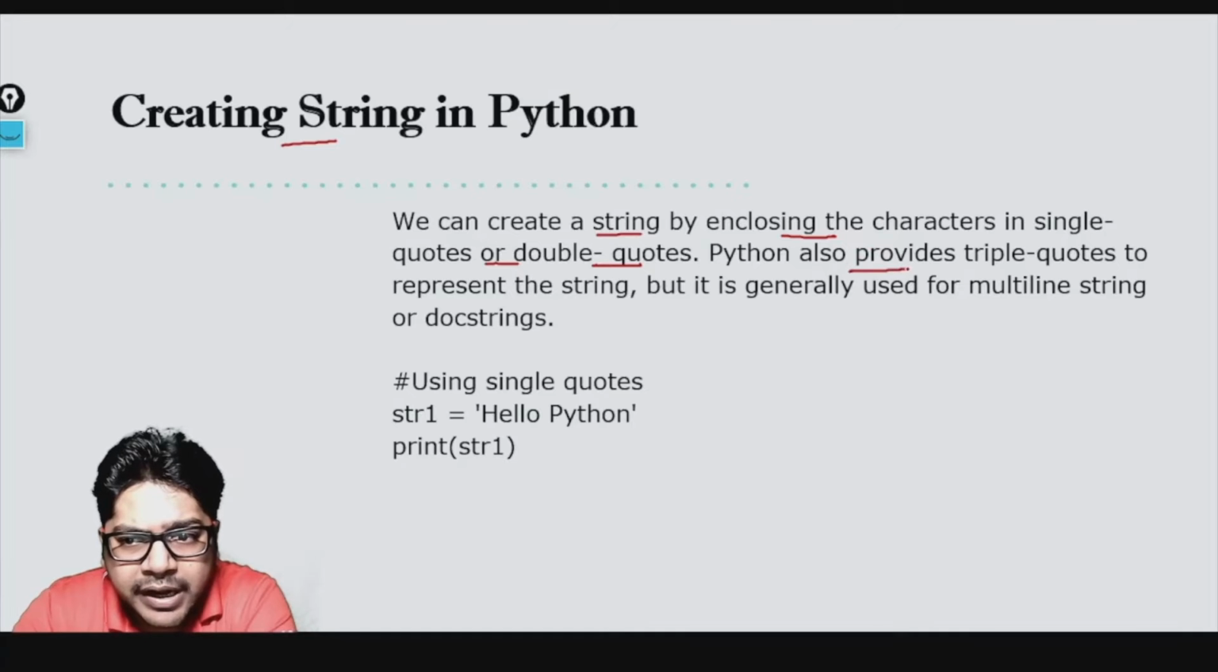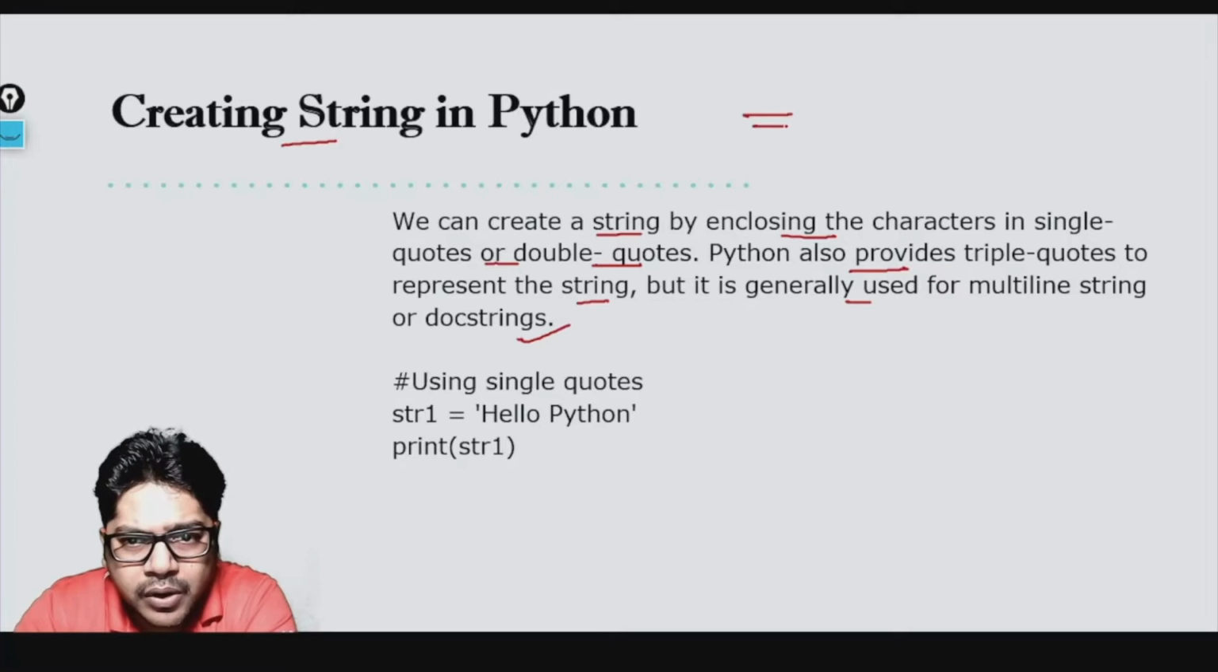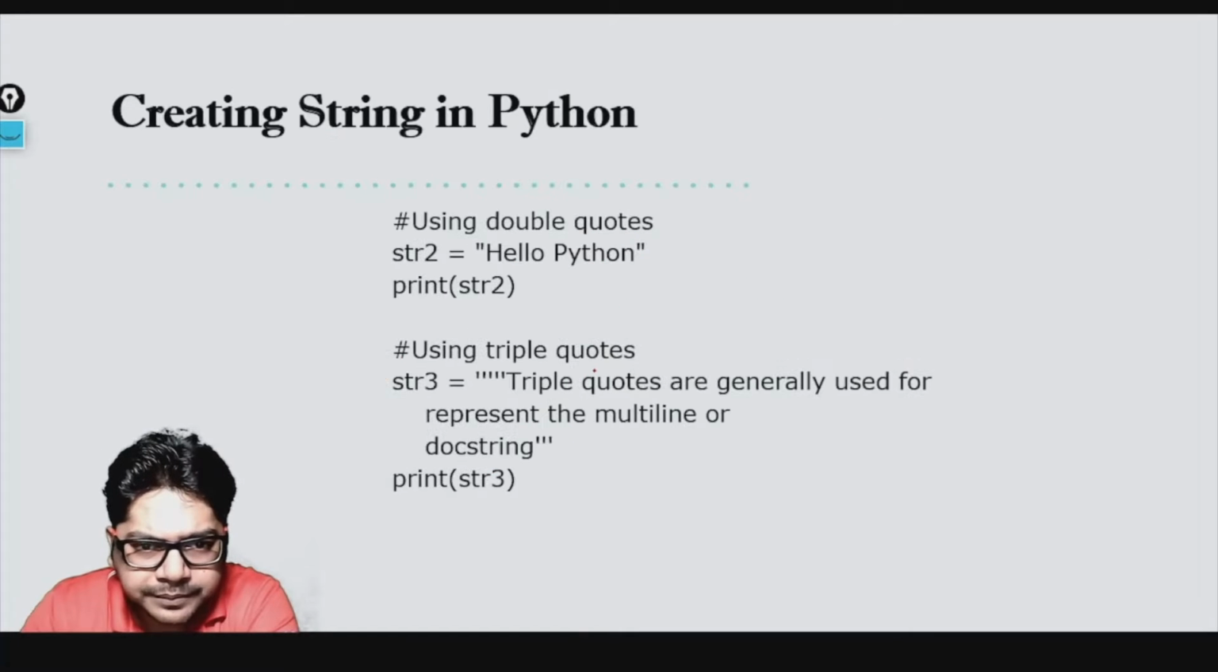And Python also provides triple quotes to represent the string, but it is generally used for multi-line strings or docstrings. Multi-line means if you want to write it in multiple lines and you want exactly the same thing to be printed in the output string also. So let's suppose here we are writing str1 equal to hello Python. If I print str1, I'll get hello Python.